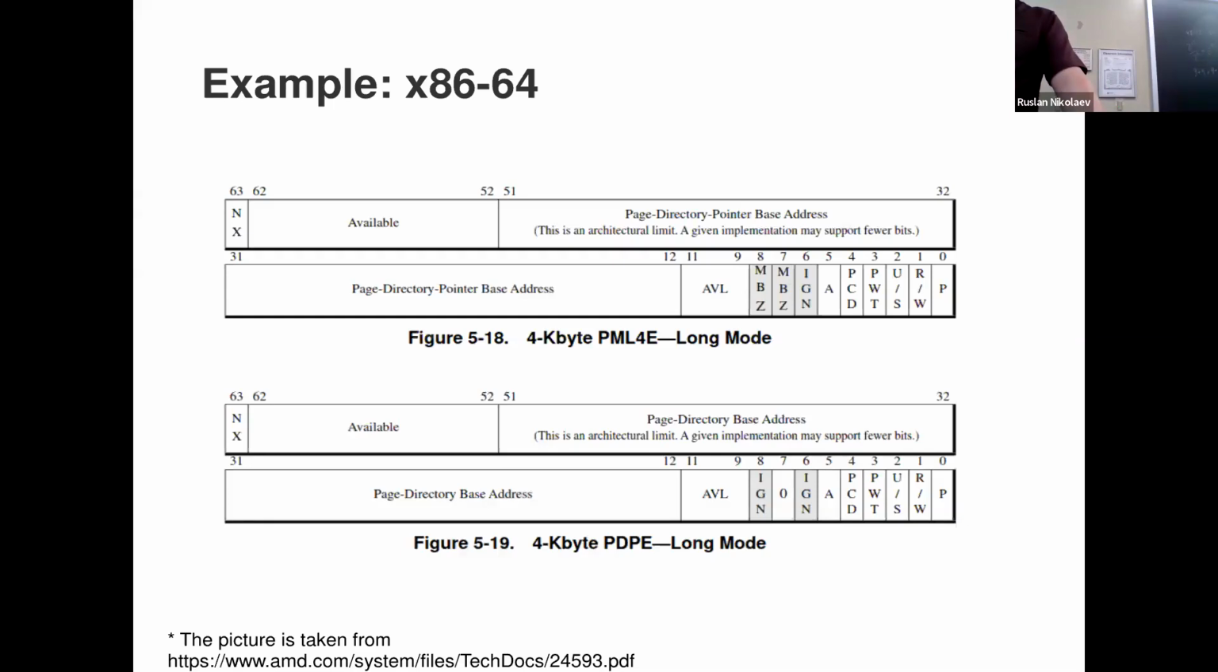So therefore, it's also just a limit, right? It says this is the architectural limit. A given implementation may support fewer bits. It even says that explicitly in the documentation, right? But up to 52 bits, that can be your physical address.